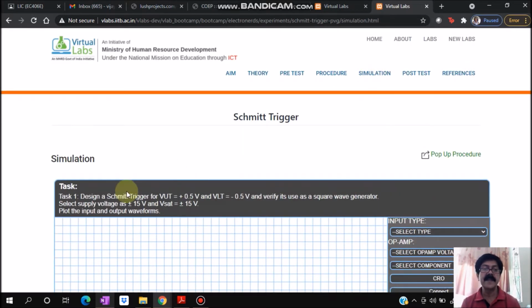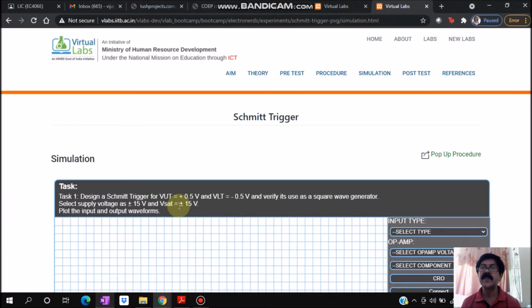Now in this, the task is given: design a Schmitt trigger for VUT at plus 5 volt and VLT at minus 0.5 volt. Op amp is given for supply voltage of plus minus 15, and plus minus 15 of saturation voltage is there. So we need to do certain calculation.